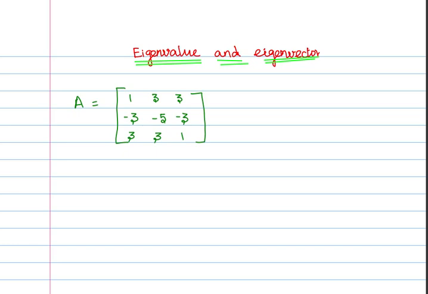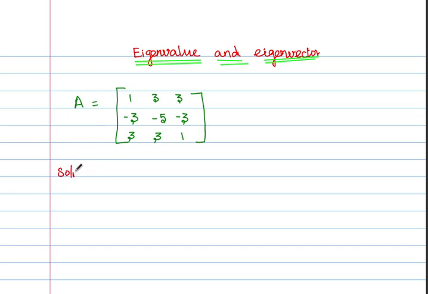Hi friends, in this video we are going to see how to compute the eigenvalues and eigenvectors of the given matrix. So this is our given matrix A equal to 1, 3, 3, minus 3, minus 5, minus 3, 3, 3 and 1. This is the matrix. So first we require the characteristic polynomial.